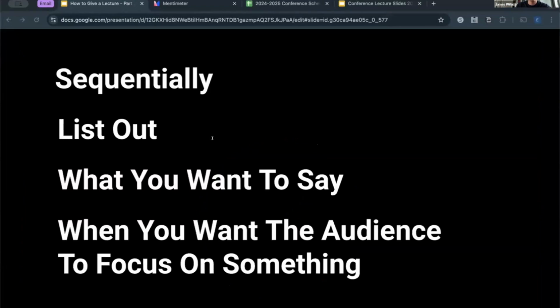All right, and so for the final tip to help out with decreasing bullet points, sequentially list out what you want to say when you want the audience to focus on something. So another way to address the 3-second rule. This avoids the audience reading ahead of you by having them only focus on what you were talking about at that moment.